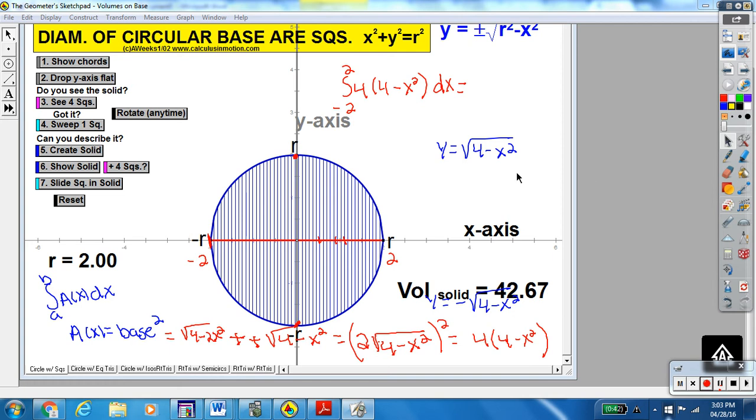The hardest part of these problems is figuring out the area function based on the functions that they give you. So hopefully this made sense, and you can check out the next video. What we're going to do is take the same exact function, but change the cross sections, and instead of using squares, we're going to use triangles.